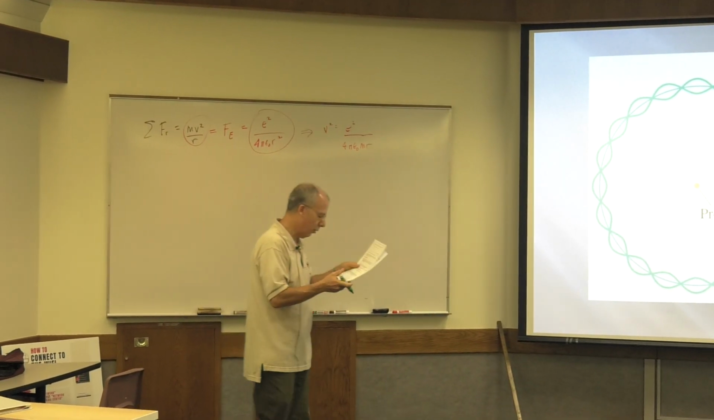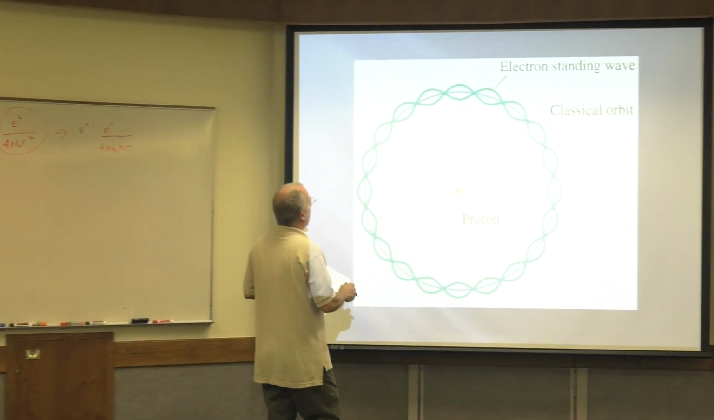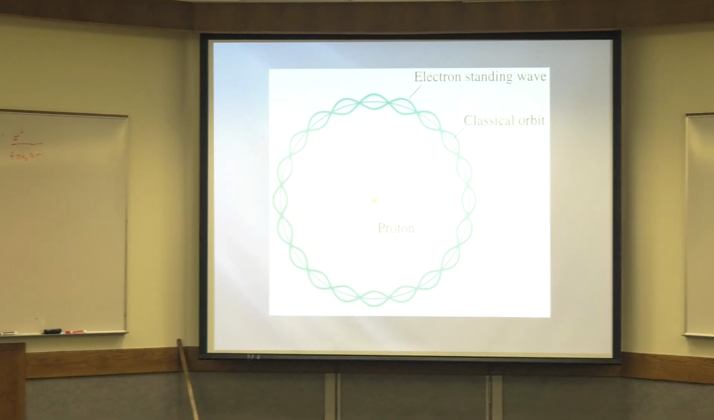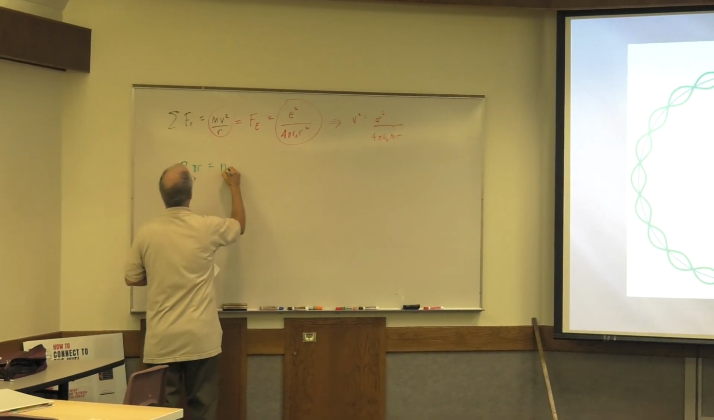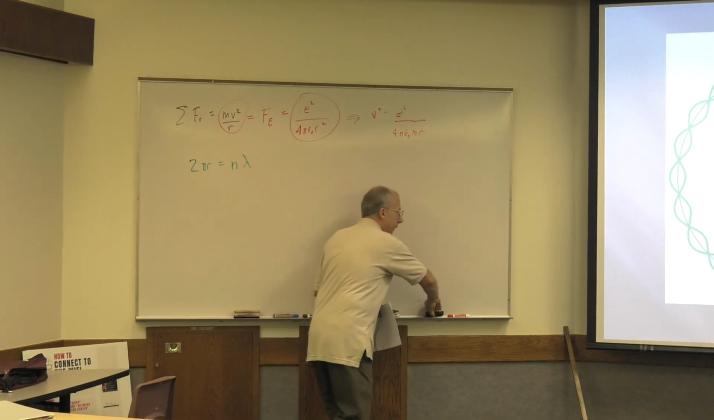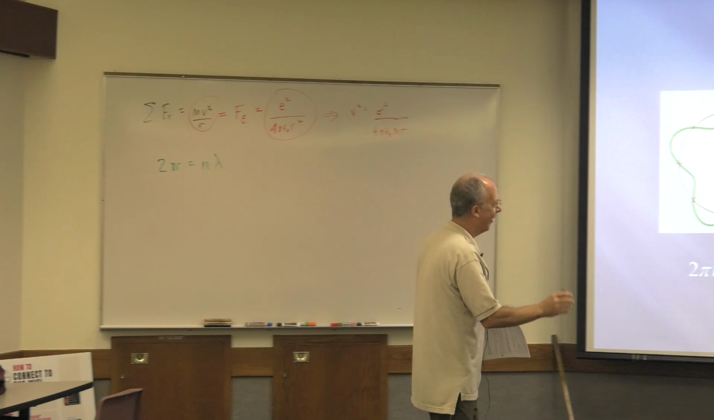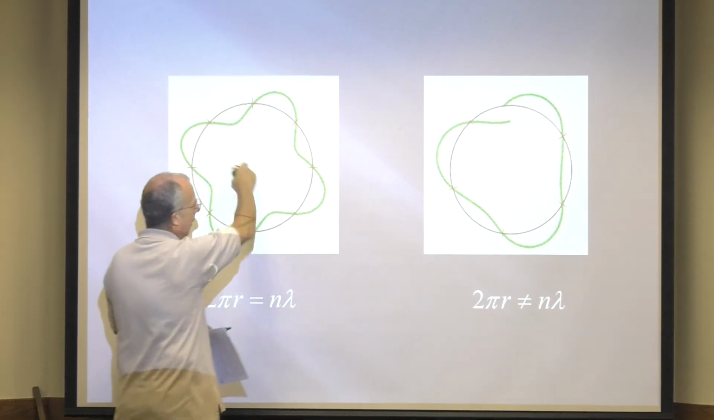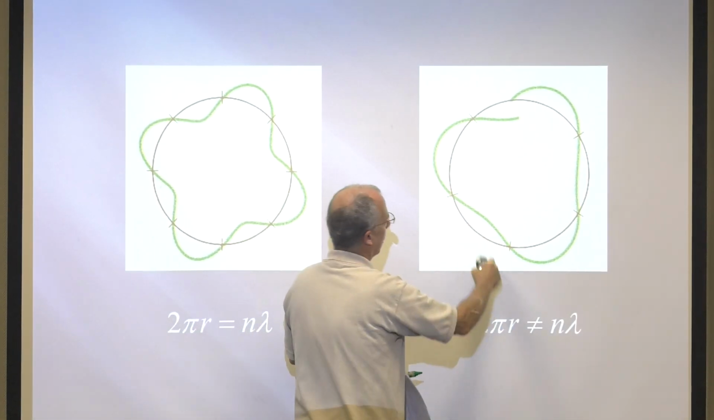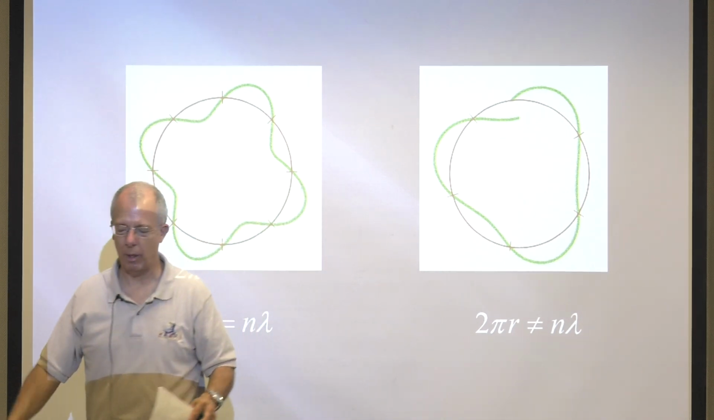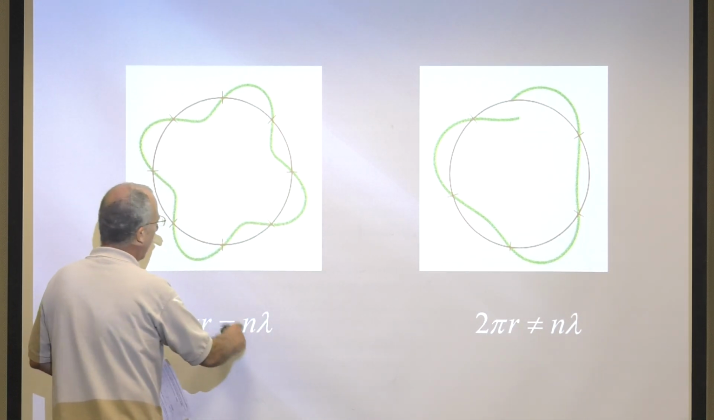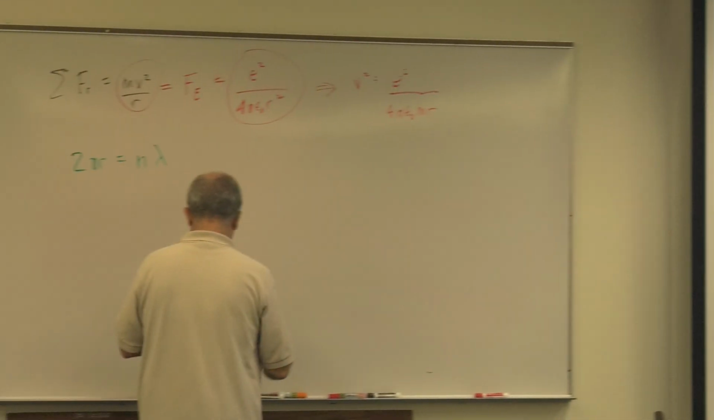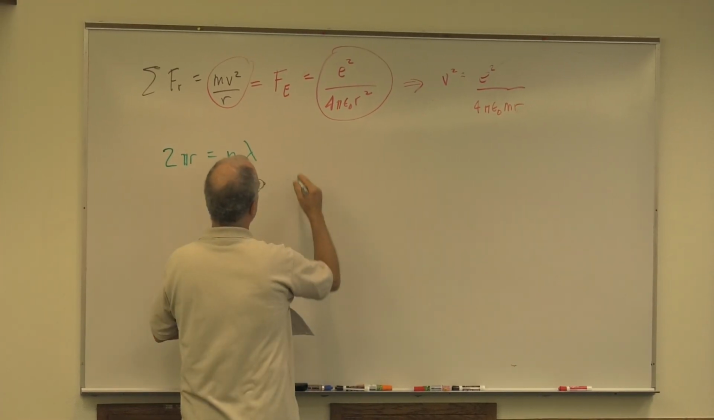Well, not too bad. What's the circumference of a circle? 2 pi r. So 2 pi r has to equal some integer times lambda. This is continuous, it's always going to be connected. This is non-continuous, so you have a disconnect, which doesn't agree with the experiment. So we just have to say that there are n wavelengths in the circle. So 2 pi r equals n lambda, and again, n is just an index.